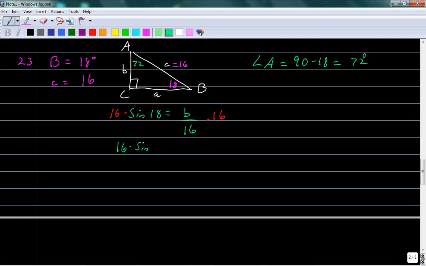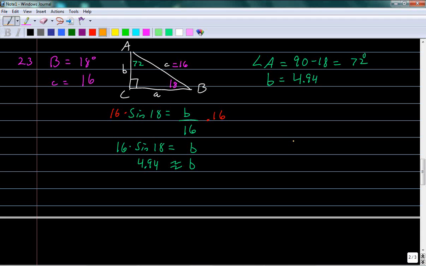So 16 times the sine of 18 equals B. And when you use your calculator, let's go ahead and round these values to the nearest hundredth. Make sure your calculator is in degree mode. So we're going to do 16 times the sine of 18. And we get 4.94. And I'm just going to write the approximate symbol here. So side B is approximately equal to 4.94.